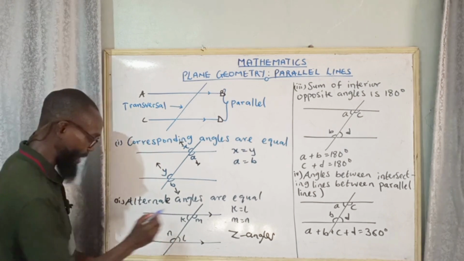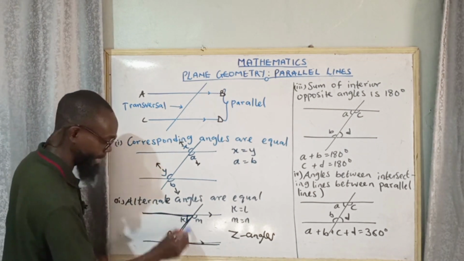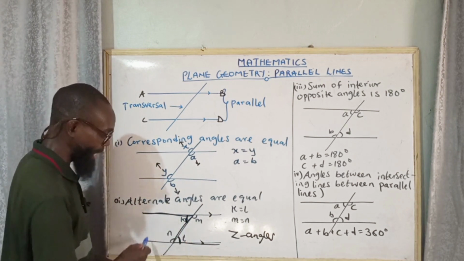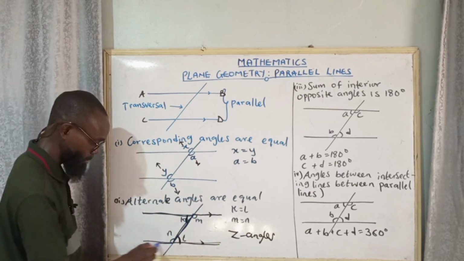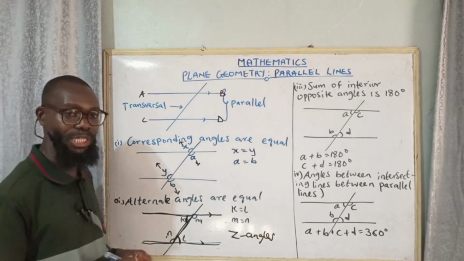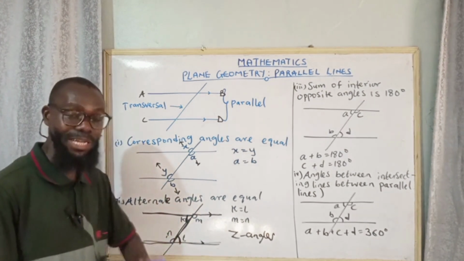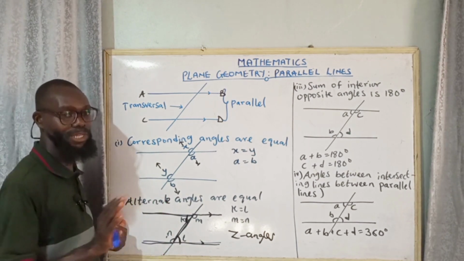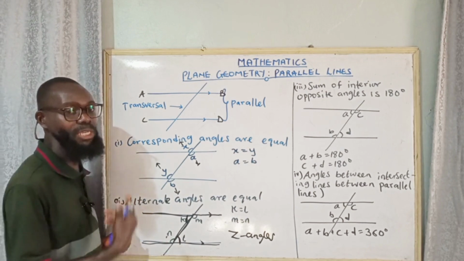Look at this. If I produce this way, you can see actually it's producing a Z. So any angle that is here will be here as well. K equals L. Likewise, M equals N. If you produce this one this way, angle M equals angle N. But all these things will work only when the two lines are parallel. When they are not parallel, the alternate angles are equal rule will not be applied. But when they are parallel, that is when we say alternate angles are equal.